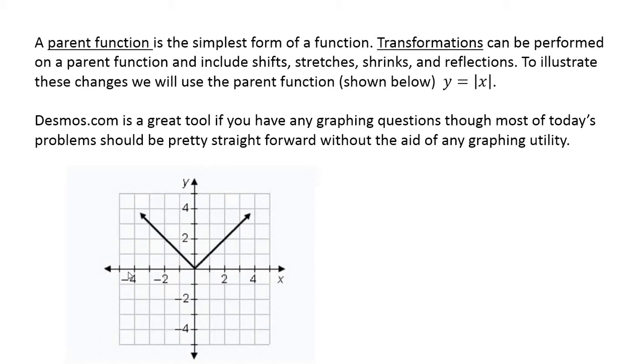Alrighty, today's lesson is going to be all about transformations, and this works for a number of different functions, but we're going to focus on absolute value functions because it's pretty easy to see these shifts. So a parent function first is just the simplest form of a function. So y equals x, that's a really simple form of a linear function. Y equals x squared, that's a really simple form of a quadratic. Today we're going to work with absolute value functions, as I mentioned.